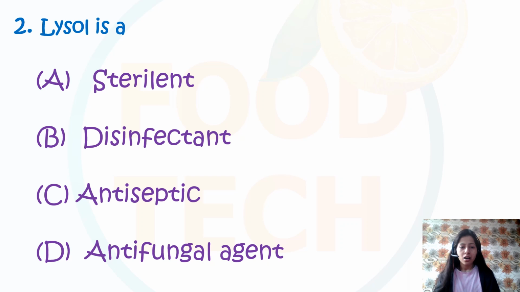Next, Lysol is option A sterilant, option B disinfectant, option C antiseptic, option D antifungal. So Lysol is a disinfectant. My correct option will be option number B. Actually, what are disinfectants? A disinfectant is a chemical agent that is used to destroy or eliminate microorganisms on the surface of an object. That means if there are any microorganisms on the surface of any object, it eliminates or destroys them.